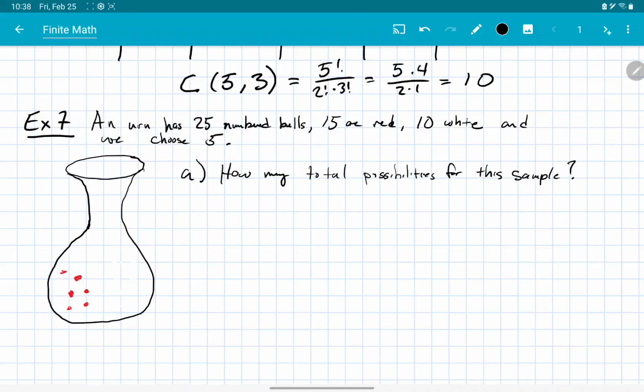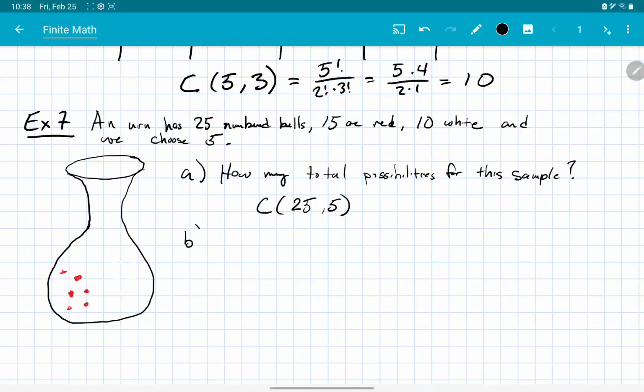Okay, so there are 25 numbered balls. So each ball is in some sense unique. And so there's 25 balls and we're picking out 5 of them. So that question's answer is C25, 5. The combination of 25 taken 5 at a time. Okay, in some sense, the balls are unique.